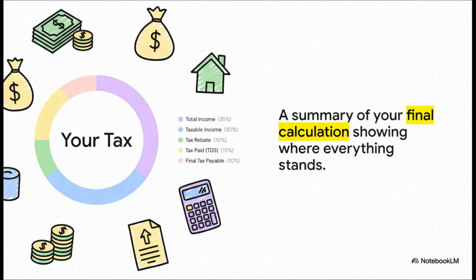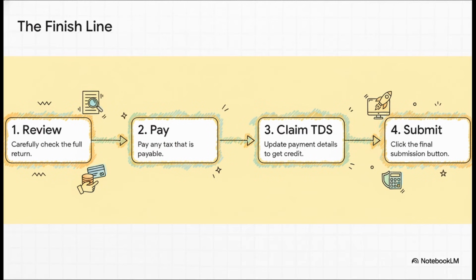It shows your total income, the taxable portion, that awesome rebate you got, credit for taxes you've already paid, and the bottom line, the final amount you either have to pay or maybe what you're getting back as a refund. We are at the finish line. The last few steps are super straightforward.